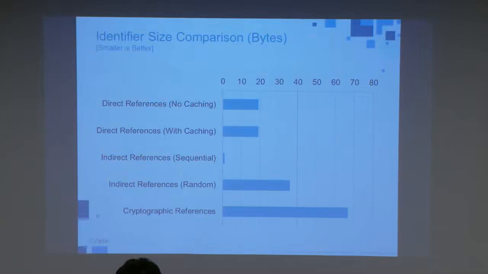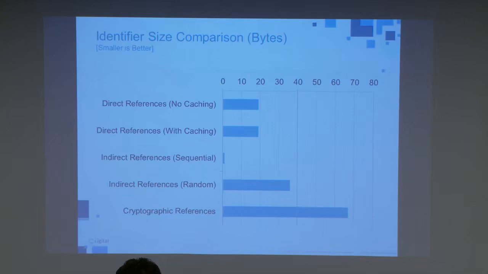The identifier size, pretty straightforward. So how big are the identifiers I'm sending to the client? You probably saw those on the earlier slides. Straightforward, direct references with no caching or with caching, it's the same size. These are just identifier sizes that I chose. These were just random longs that are generated in Java.